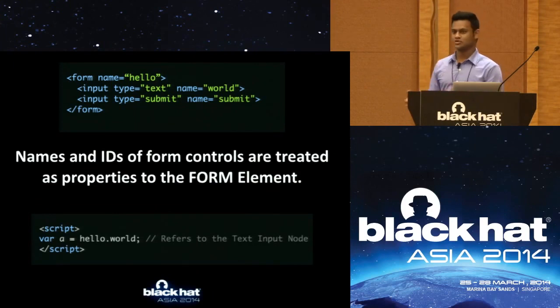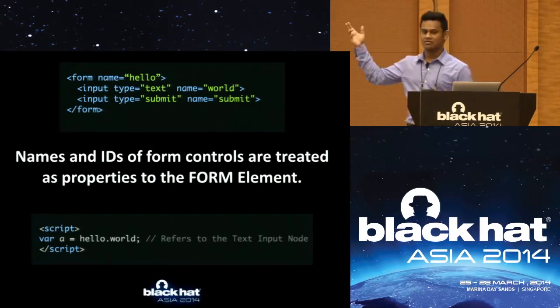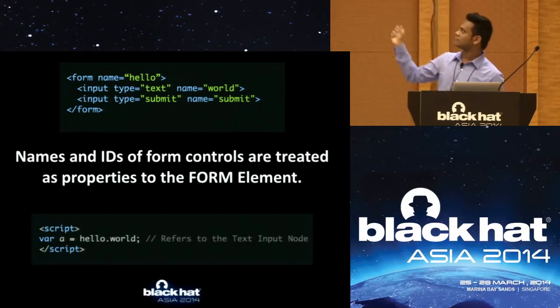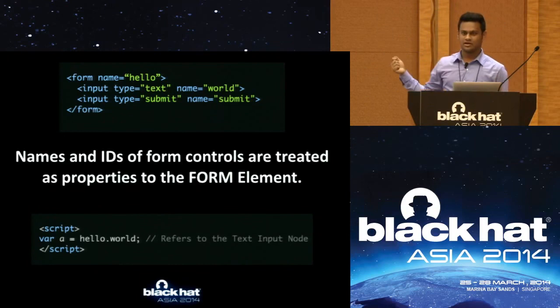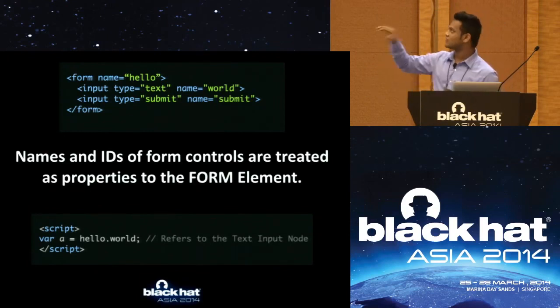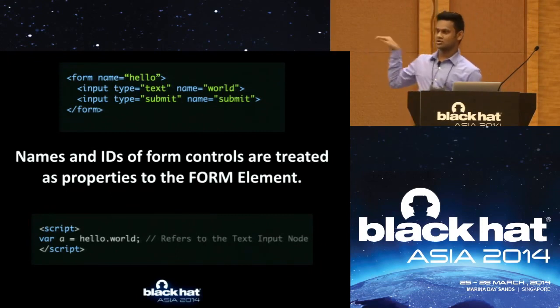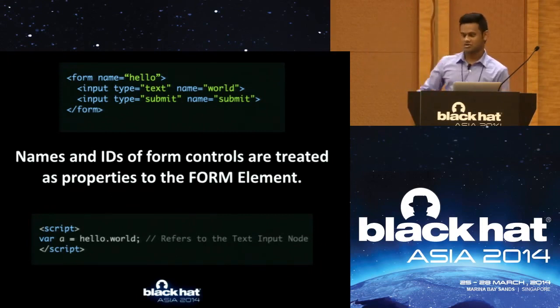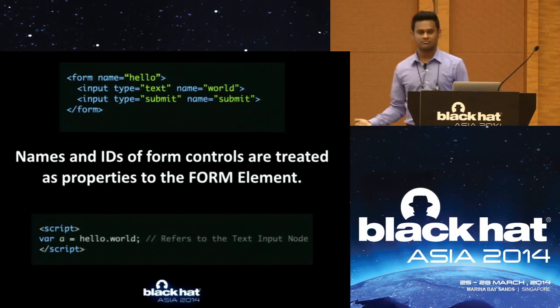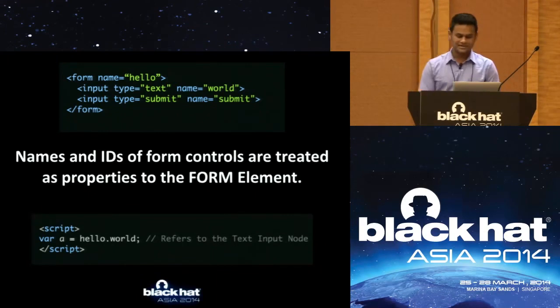The supposed way you should be accessing this is to have an ID or parse the DOM, reach the form, then take that node and parse it again. But rather, you just have hello.world, a form name dot a child name, and it will give you that. That can lead to pretty bad stuff. So we're going to see one ironic example here of how bad this can be.